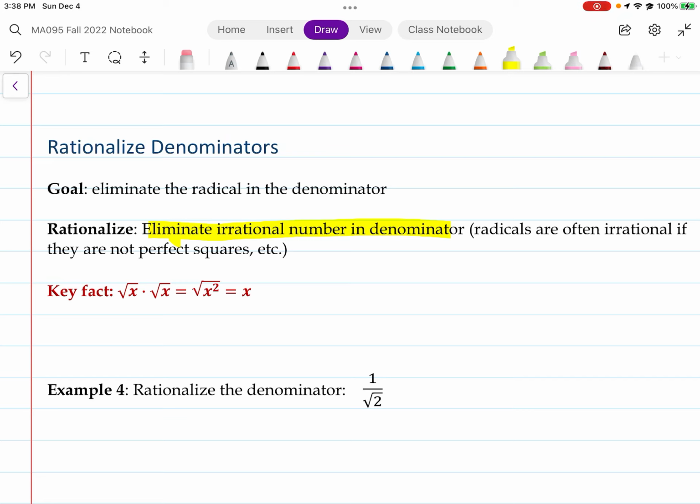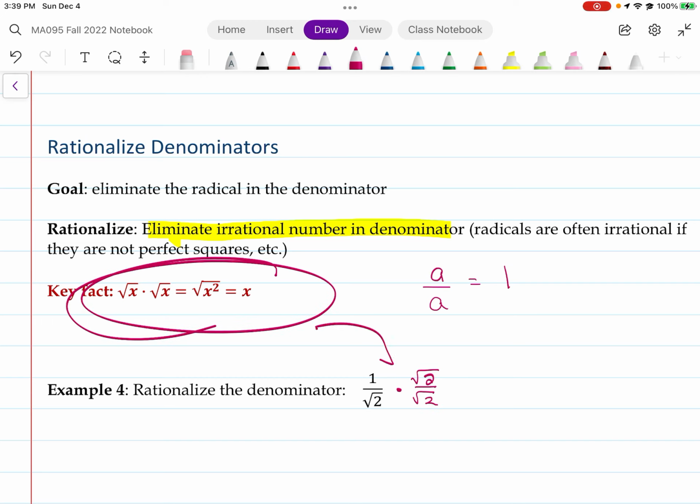So let's rationalize the denominator. Let me show you the technique. All right, so the goal here is also another key fact that I left out because it's a little more basic. A over a is 1. So we can multiply any fraction by something over itself because it doesn't change the value of the fraction. All right, so in this one, we're going to choose to do square root of 2 over square root of 2 because of this key fact right here. Yay, we get to do that, and it makes the square root of 2 on the bottom go away.